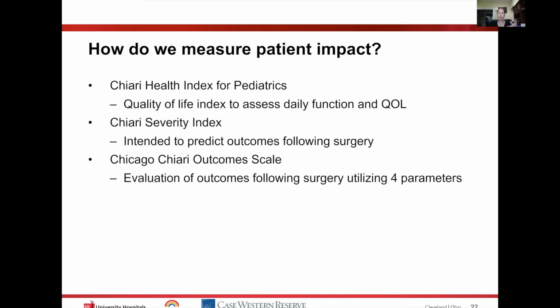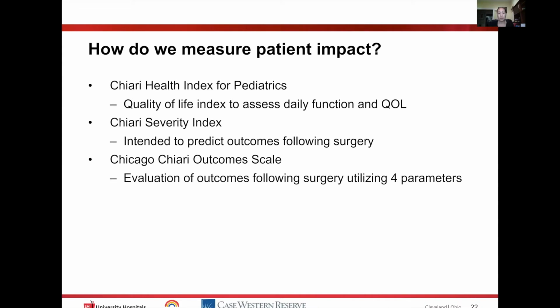So that's how, once we get these patients in, we measure the patient impact. How do we measure the impact that we're having on their life? How do we measure how severe their symptoms are? And how do we measure how their outcomes are? Those are the three main categories where we have validated grading scales.